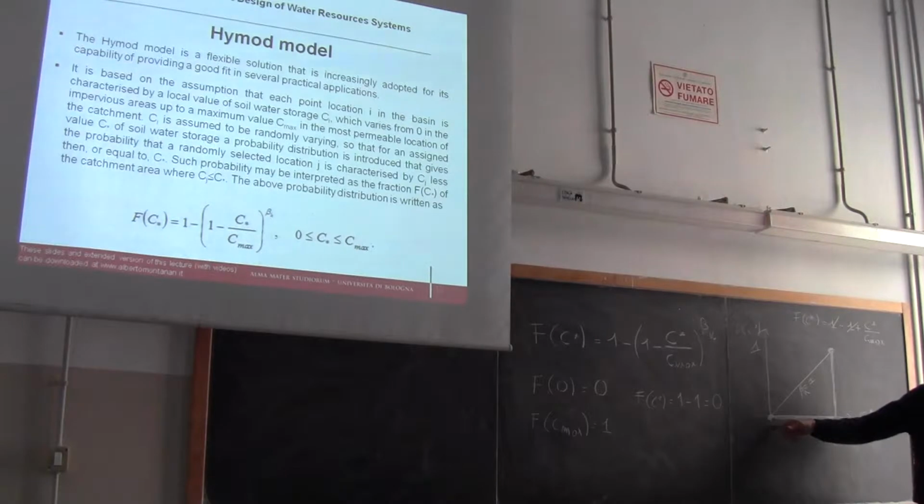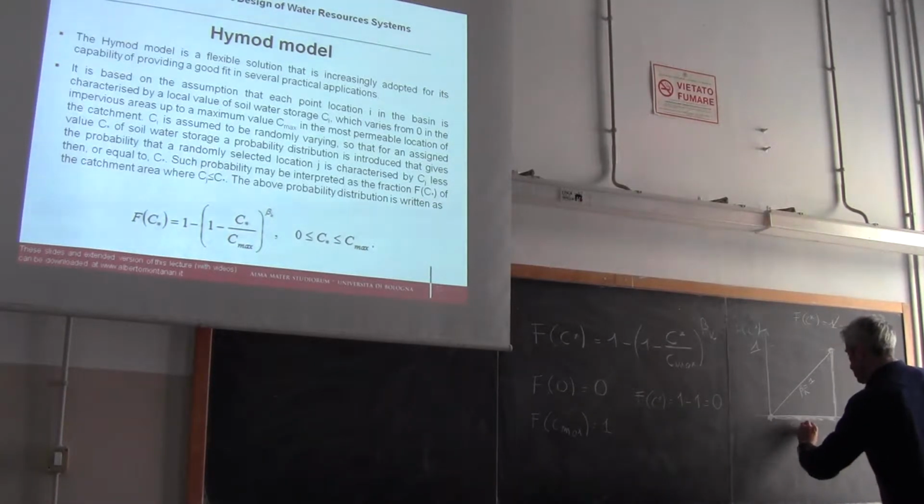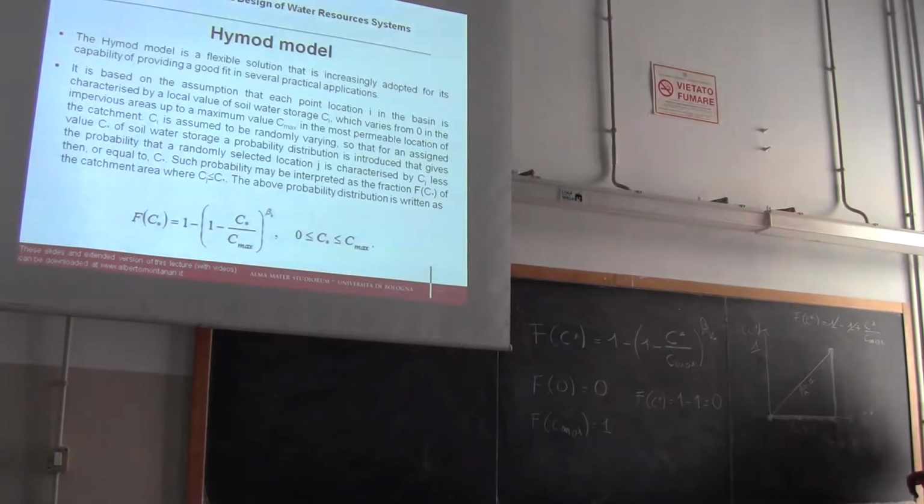So basically, if you increase C star, the fraction of the catchment where the storage is lower or equal than C star is always 0, which means that it's always higher, until you get to C star equal to C max, where you get the whole area of the catchment where the storage is equal to C max. And therefore, this kind of behavior for beta k tending to 0, you get it if the storage in the catchment is identically distributed and everywhere it's C max.